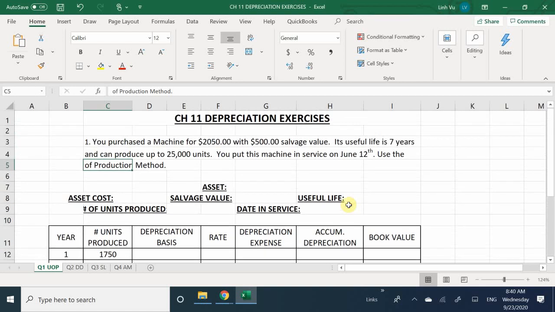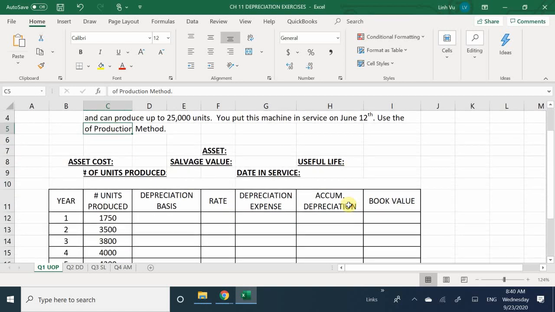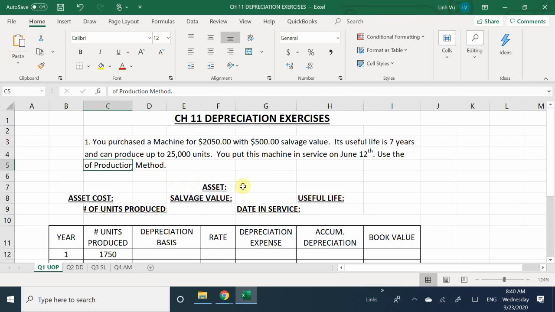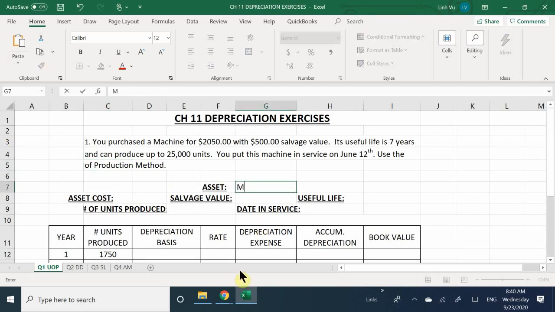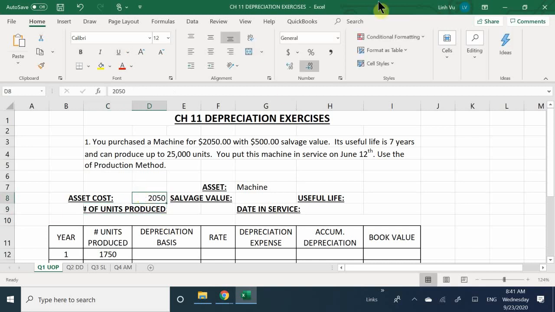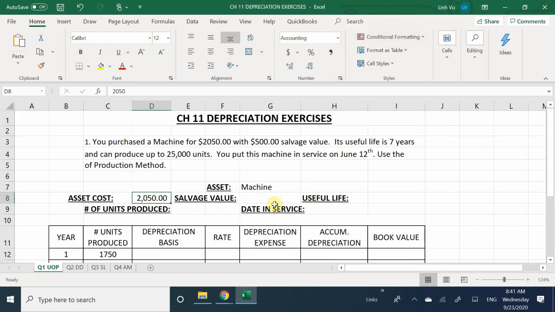Okay, so I already read the question, so let's go ahead and fill out the information here. What is my asset? Machine. It's a machine. Okay. How much does my asset cost me? 2050. And do I have a salvage value? 500. Good.